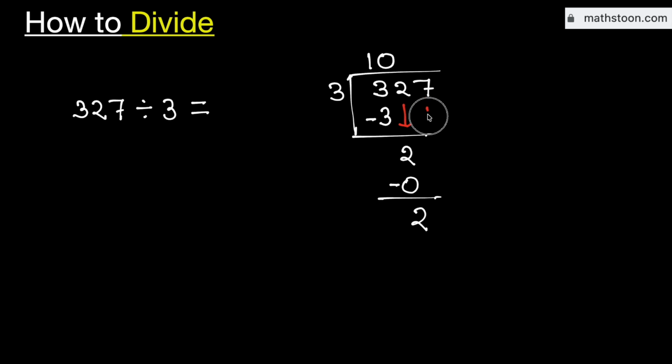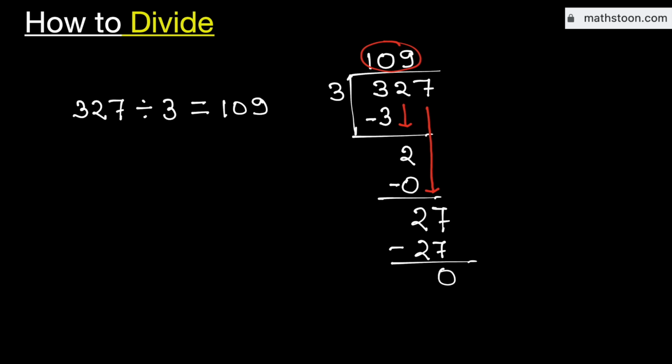So let's bring down this number 7 here. And we know that 3 times 9 is equal to 27. Subtract, we get 0. As we get the number 0 and we have no number to bring down here, we will stop. Therefore, 327 divided by 3 is equal to 109. And this is our final answer.